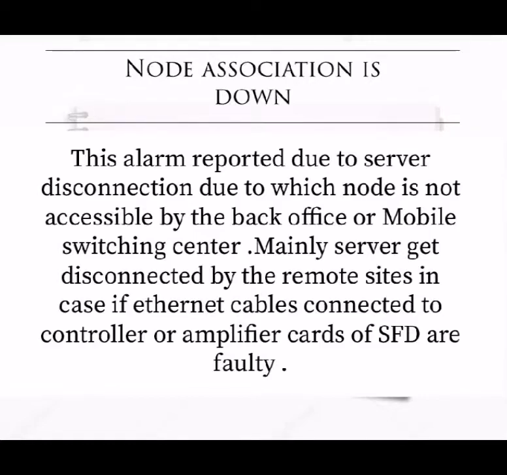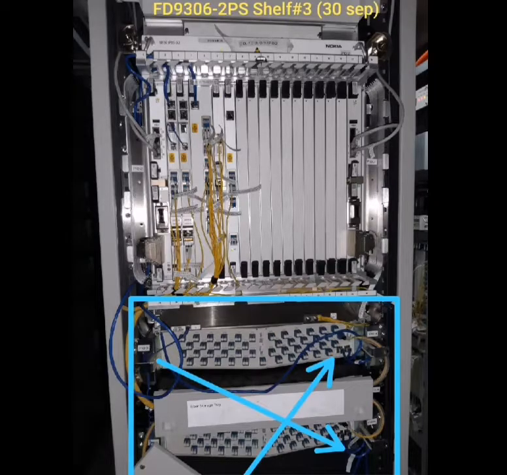Node association alarm is associated with our back office. Sometimes our remote sites have some issues, and they have poor Ethernet cables connection with controllers or amplifier card. Due to this, this issue arises. So let me show you the DWDM node where exactly the Ethernet cables are connected with SFD, and if we need to resolve this issue, we must change these Ethernet cables with SFD or controller cards.